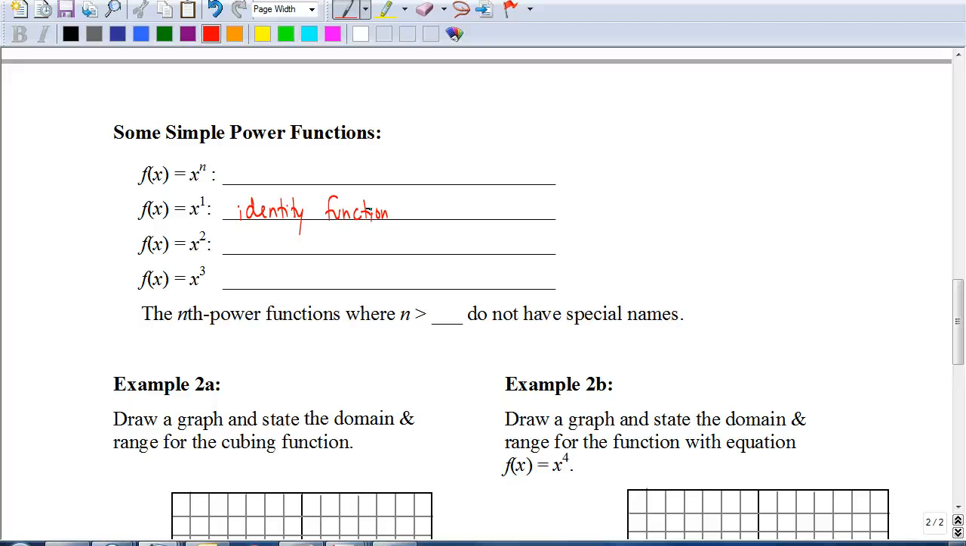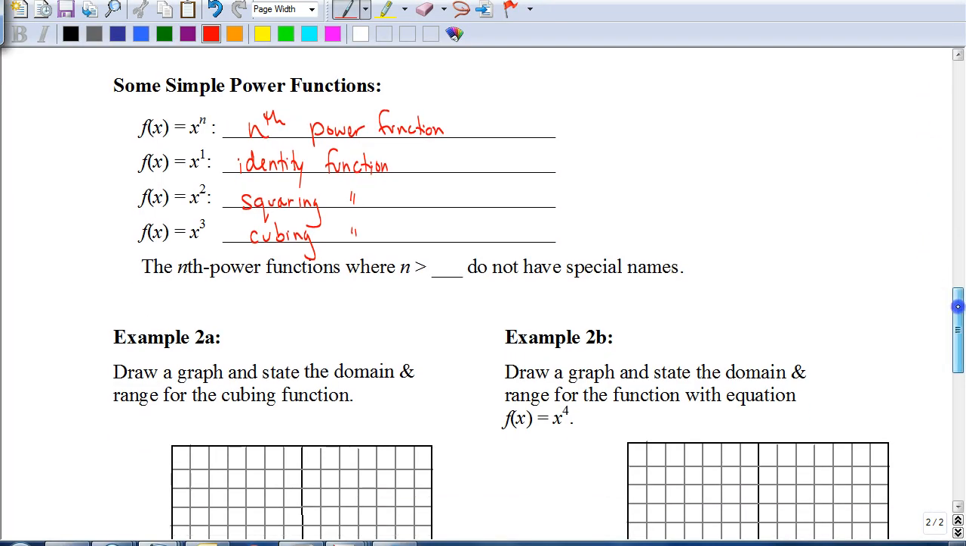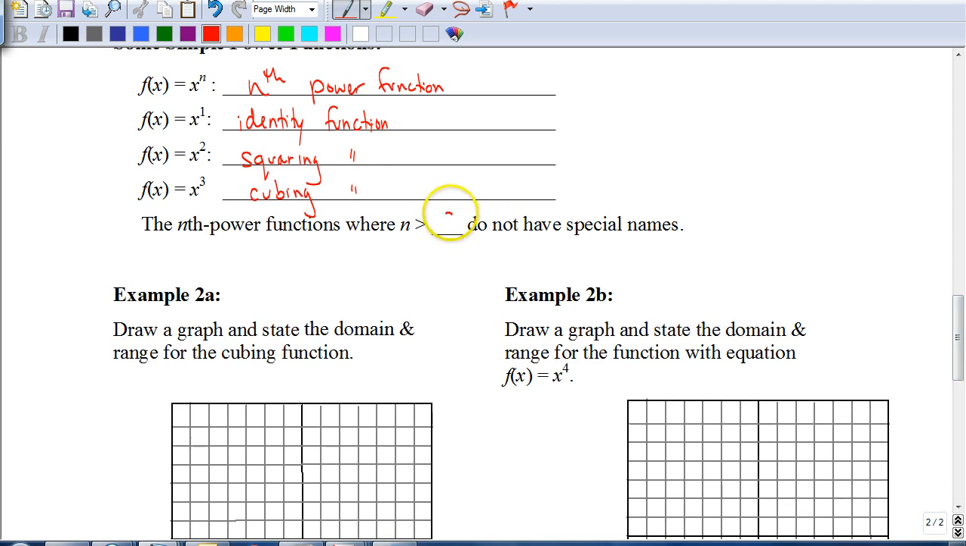We have two other special scenarios. We call those the squaring and the cubing functions. And if we ever have just x to the nth, we call that the nth power function. Where you'd see that is, let's say we have something raised to the 7th power, sometimes your book will ask you for the 7th power function. So you'd say y equals x to the 7th, or f of x equals x to the 7th. The nth power functions where n is greater than 3 don't have special names.